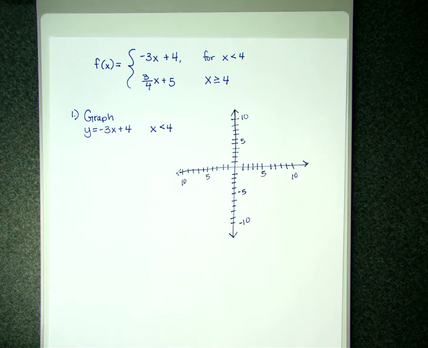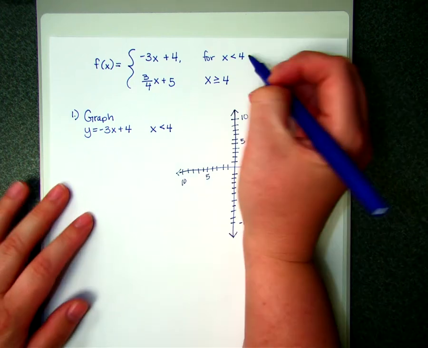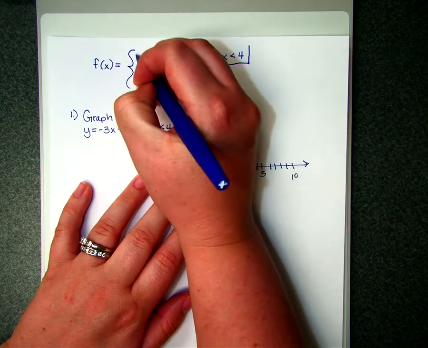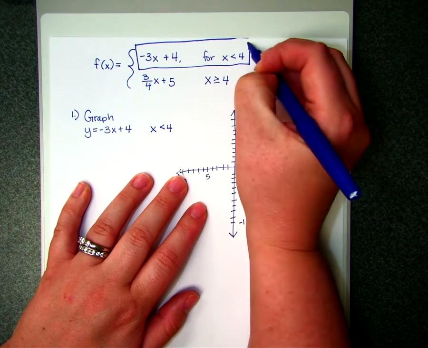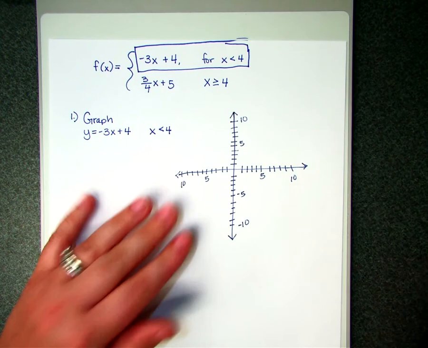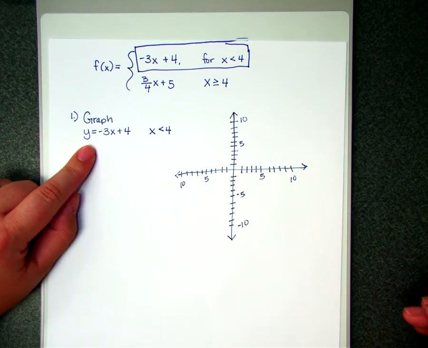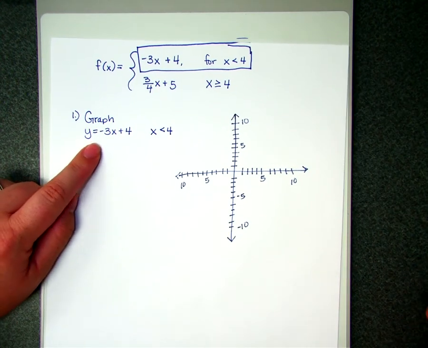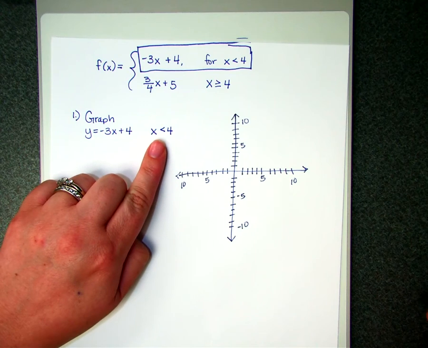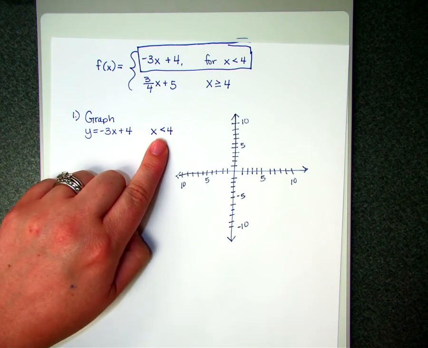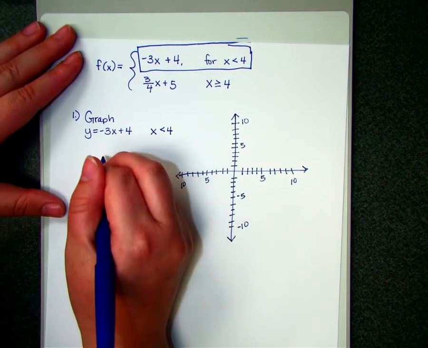So what we're about to do is determine the domain and range of a piecewise function. We first must start by graphing the piecewise function. So take the first piece of the piecewise function, and we're going to graph y equals negative 3x plus 4, and remember that this piece of the piecewise function is only for x values that are less than 4.